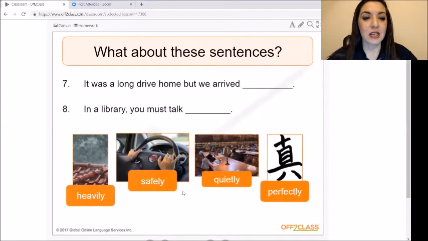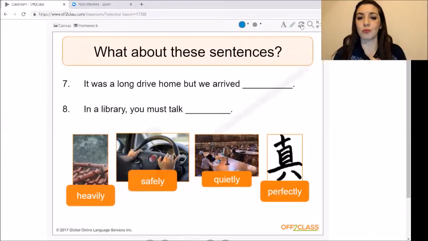All right, number 7. It was a long drive home, but we arrived safely. We arrived safely. Number 8, in a library, you must talk quietly. You must talk quietly. So how must you talk? Quietly.